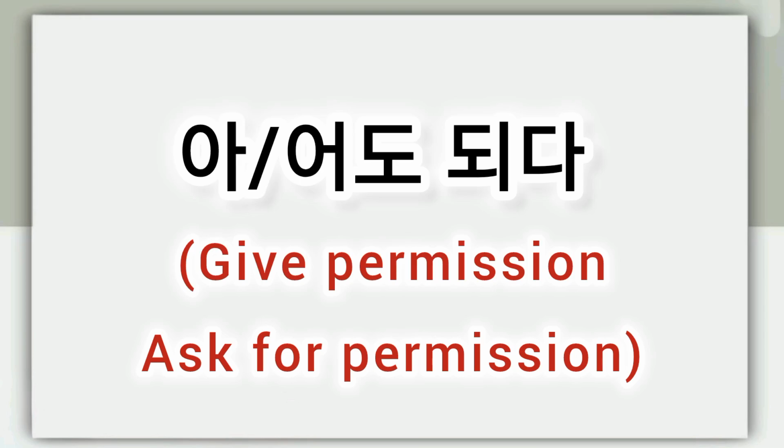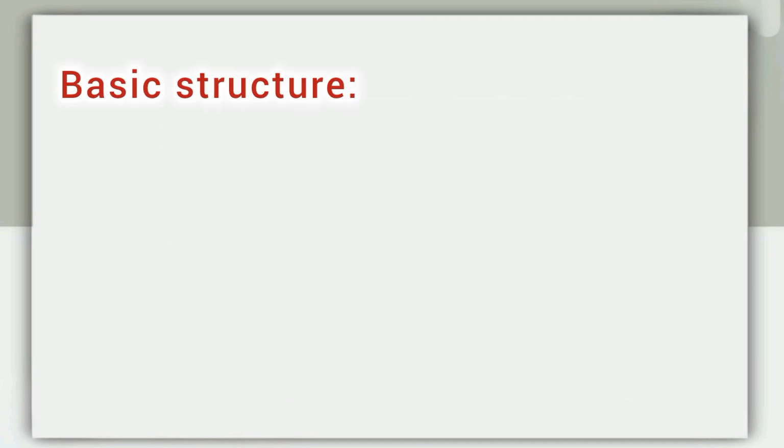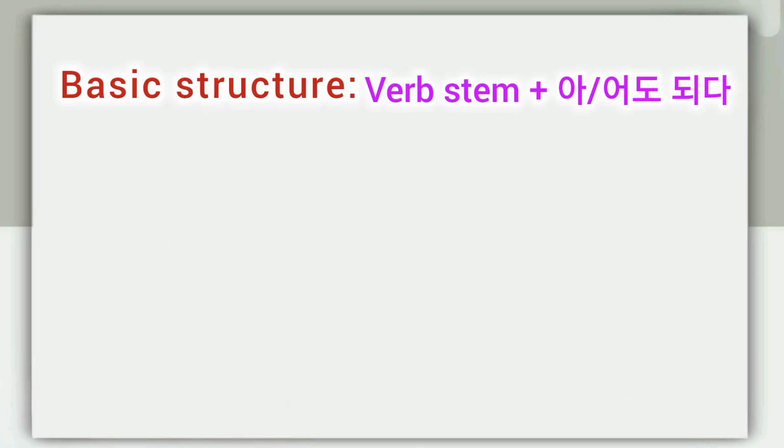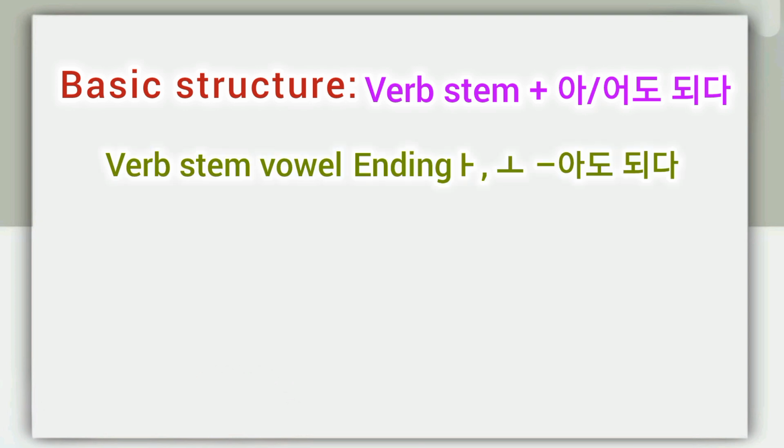A o do tweda. It is used to give permission or ask for permission. Basic structure is take the verb stem and add a or o do tweda. For verb stem vowel ending a and o, we use a do tweda. For example, khada, it becomes kha do tweda.